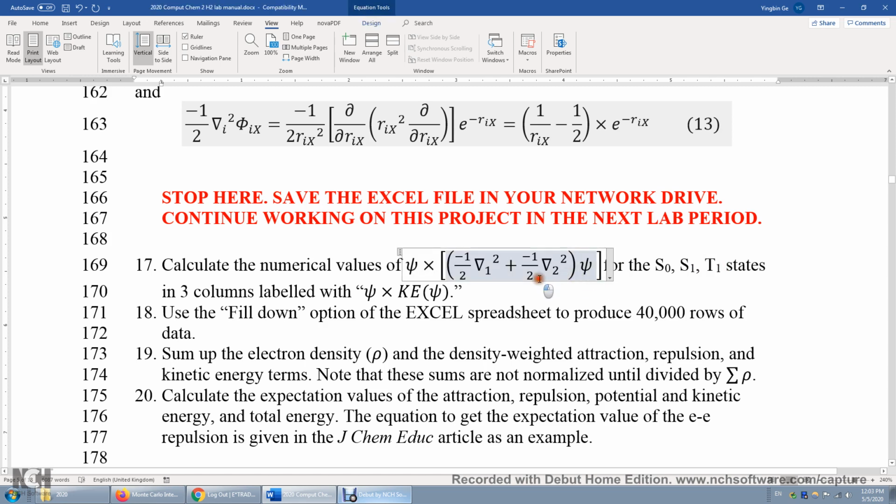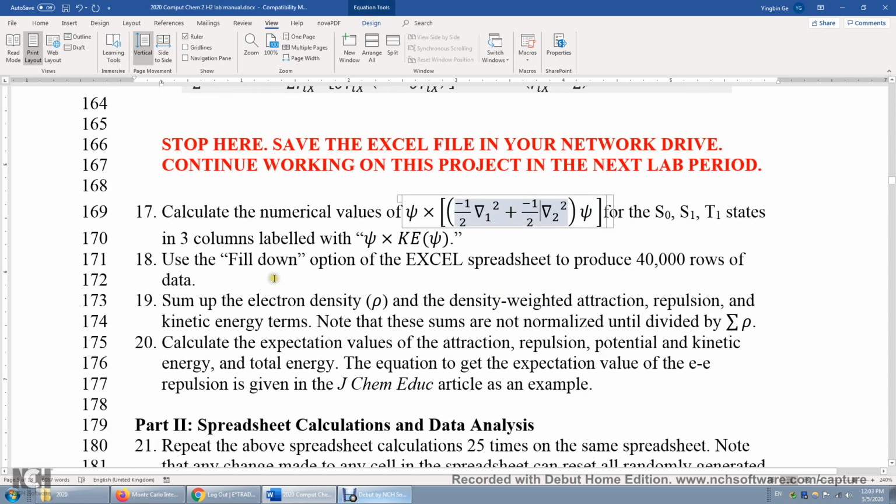All right. So at this point, I want you to use the fill down option to fill 40,000 rows of data. Why is that? Because we're doing random sampling. It's called quantum Monte Carlo integration. So I would like you to watch another video on quantum Monte Carlo or Monte Carlo integration: how to integrate a high dimension complex function that contains, for example, 6 variables.